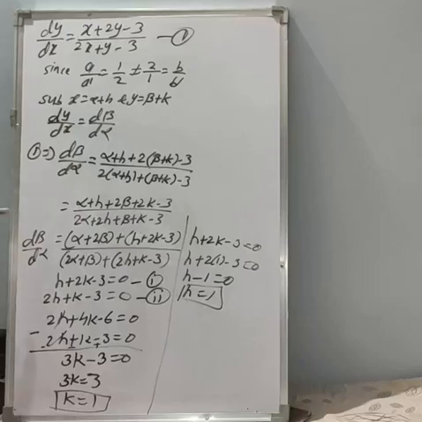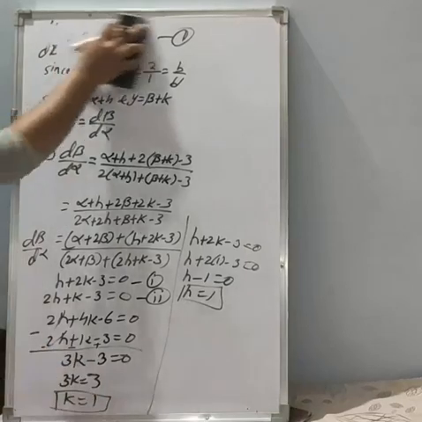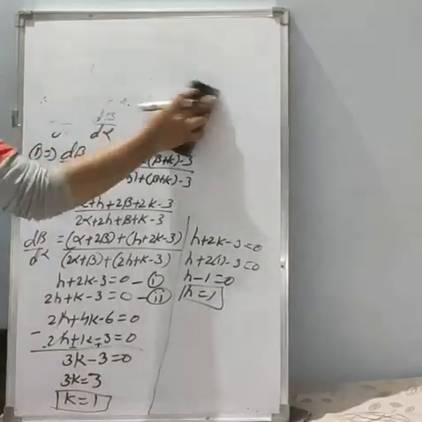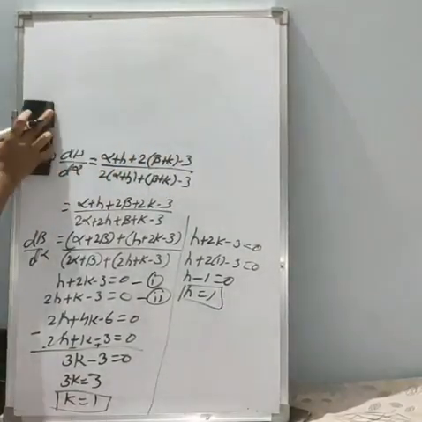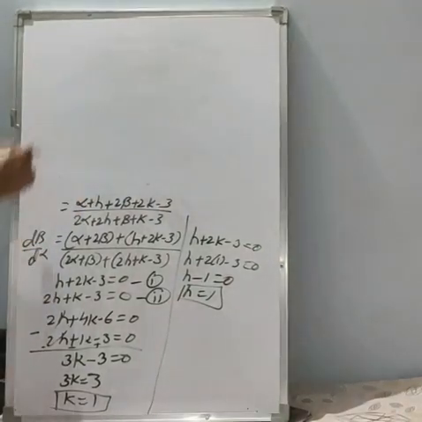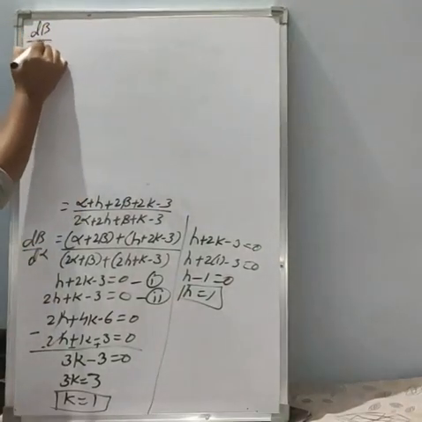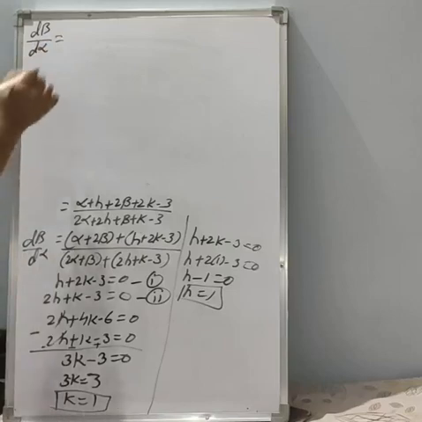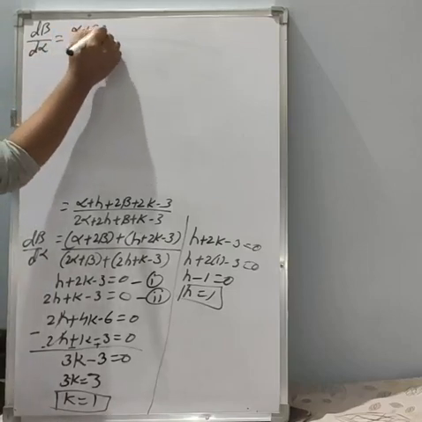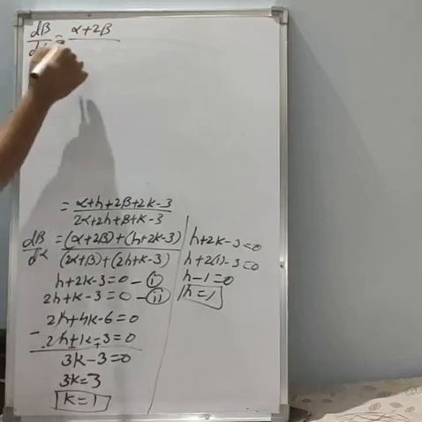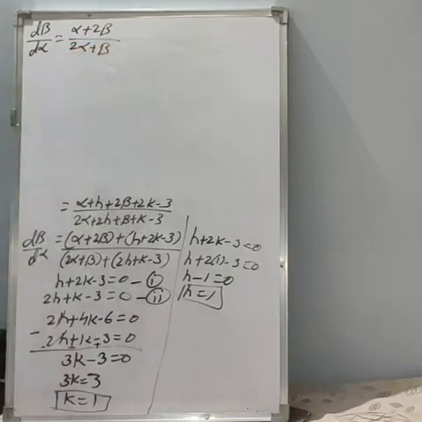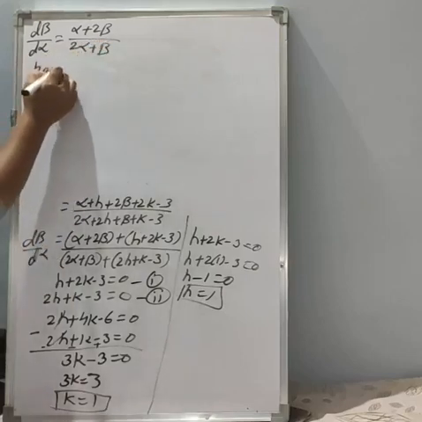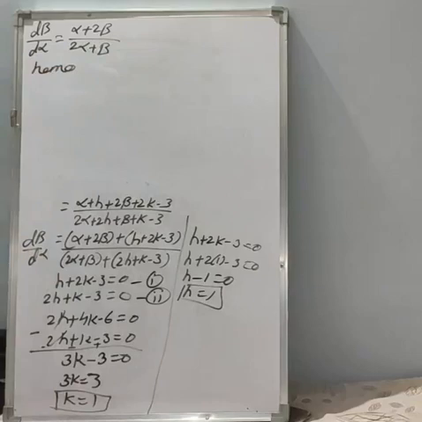Then your equation becomes d beta by d alpha is equal to (alpha plus 2 beta) divided by (2 alpha plus beta), because these two constant values are equal to 0. So we will get only this equation. Now this equation is homogeneous. Then what is the next step?